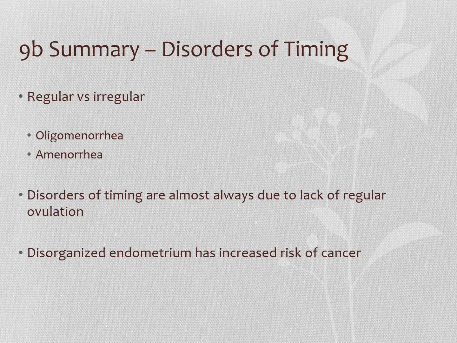All right. So in summary, the first thing I want to know with somebody's periods is, are they regular or irregular? And if they're irregular, most of the time it's either oligomenorrhea, few periods, or amenorrhea, no periods. Remember, these disorders of timing are almost always due to a lack of regular ovulation. And if you aren't ovulating regularly, then you have times where your endometrium is disorganized because your balance of estrogen and progesterone is off, and that increases your risk of endometrial cancer over time. So in 9C, we'll talk specifically about the three main disorders that cause irregular periods and lack of regular ovulation.